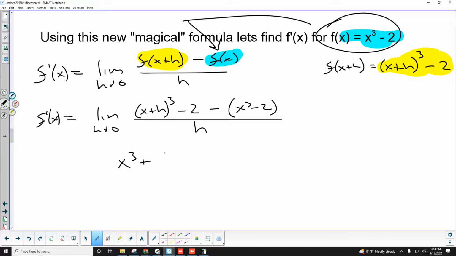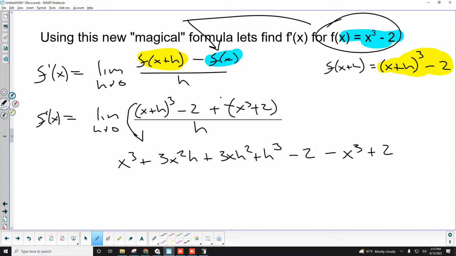X cubed, I don't know if you guys know how to cube things, but this is what it is. X cubed plus 3x squared h plus 3xh squared plus h cubed. That's x plus h cubed. You just got rid of the parentheses. So then he's got this minus 2. Let's distribute the negative. That's a minus x cubed, and this is a plus 2.